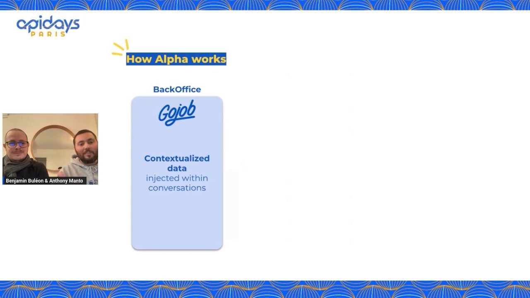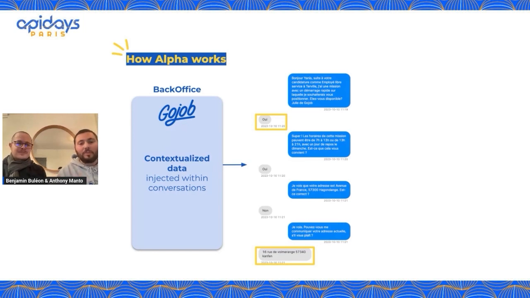To trigger Aglaé Alpha to start a conversation, Alpha needs contextualized data. In our use case, it needs data from our workers, so the trainee, and data of the training session. Thanks to the back office, we already have this data. So when we have this condition and we want to start a conversation, Alpha generates the first message. And after that, when we have an answer from the candidate, from the trainee, we can generate the next message of the conversation with the contextualized data and the information of the conversation.